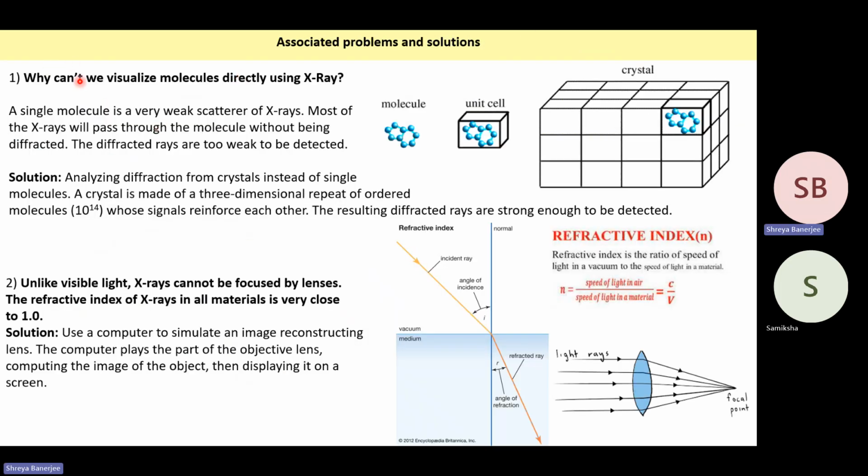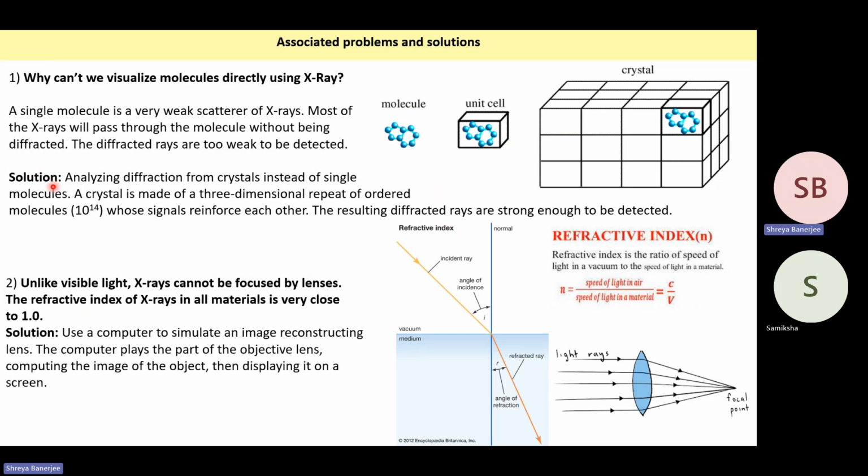So now there are some basic questions that we need to address. Why can't we visualize the molecule directly with the X-ray? Why do we need to form a crystal? Basically, a single molecule is a very weak scatterer of X-ray. Most of the X-ray will pass through the molecule without being detected. So if you have a single molecule and you put an X-ray on it, it will just pass through the molecule. There will be no diffraction and no pattern will be formed.